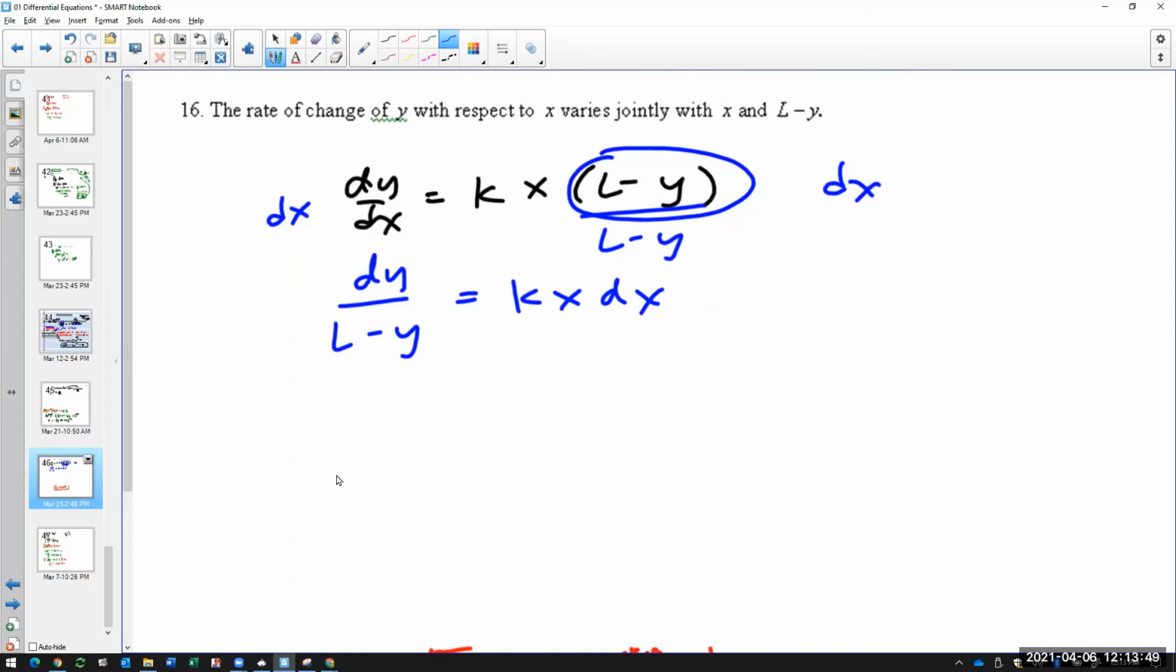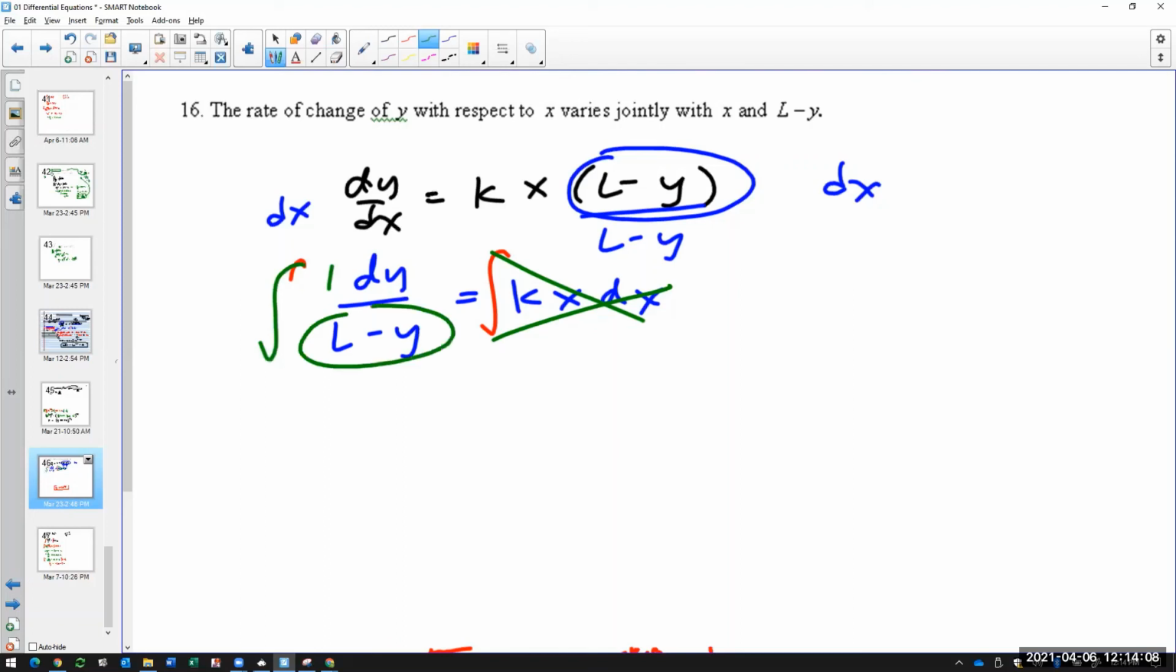Okay, first you separate, then you integrate. So let me go ahead and integrate this, okay? How do you integrate the left side? Ignore the right side. Don't do both at one time. Let's just do the left side. What's the integral of 1 over L minus y?